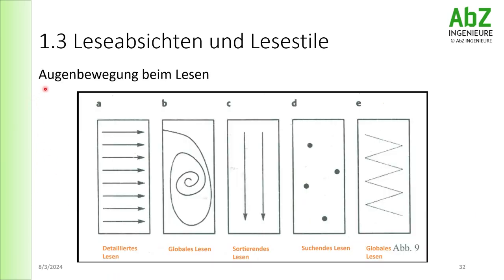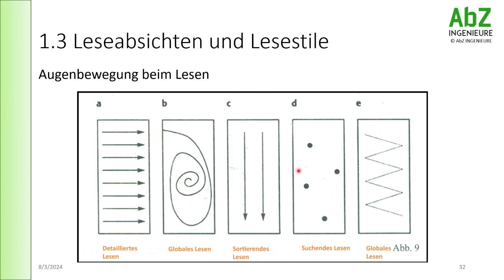This particular example in the book basically shows how human eyes move when you're reading with different reading styles. So this is basically a pictorial way to remember the Lesestil and then bring it back during the exam. So in case of a detailliertes Lesen, your eyes move line by line. In case of a globales Lesen, the eyes start at the corner, then go to the bottom, then to the sides, etc. In case of a sortierendes Lesen, you just go top down or bottom up.